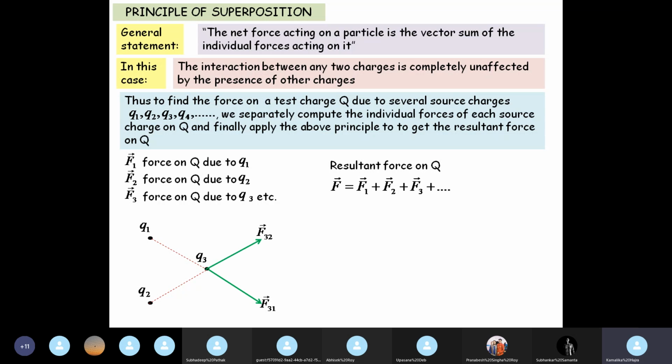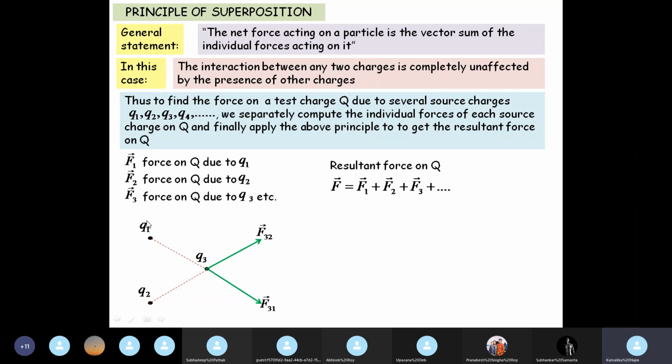Given by F32. Force on Q3 due to Q2 is given by F32. So you can forget about Q1. You can forget about the presence of Q1 when you are computing the force between Q2 and Q3. And you can forget about the presence of Q2 when you are computing the force due to Q1 on Q3.